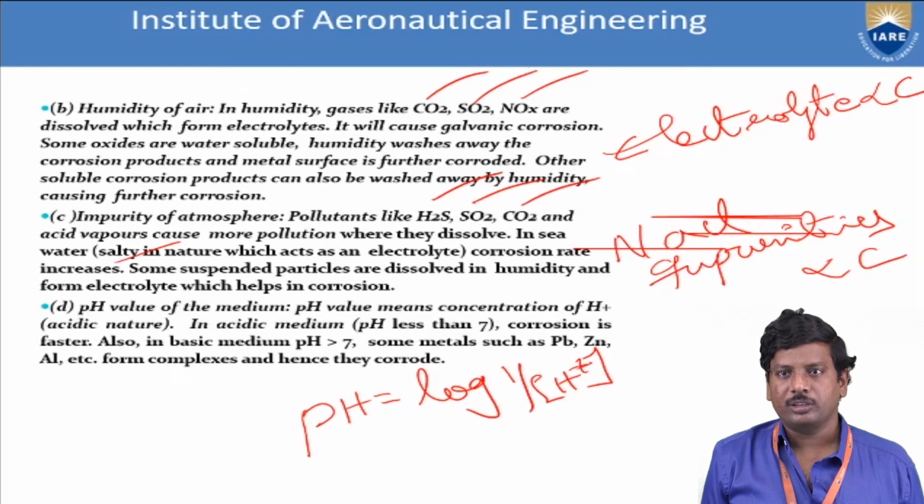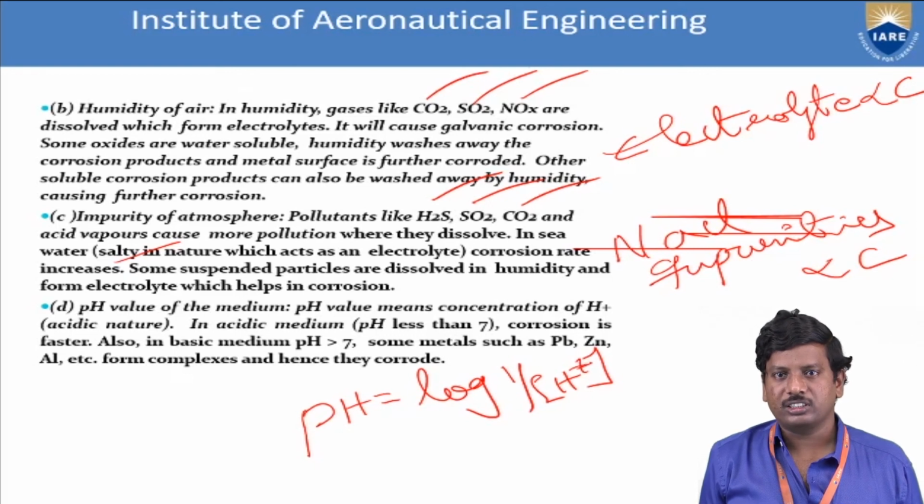In acidic medium, pH less than 7, corrosion is faster. Also, in basic medium, pH greater than 7, some metals such as lead, zinc, aluminum, etc. form complexes and hence they can corrode. That means the rate of corrosion depends on the metallic nature and the value of the pH.